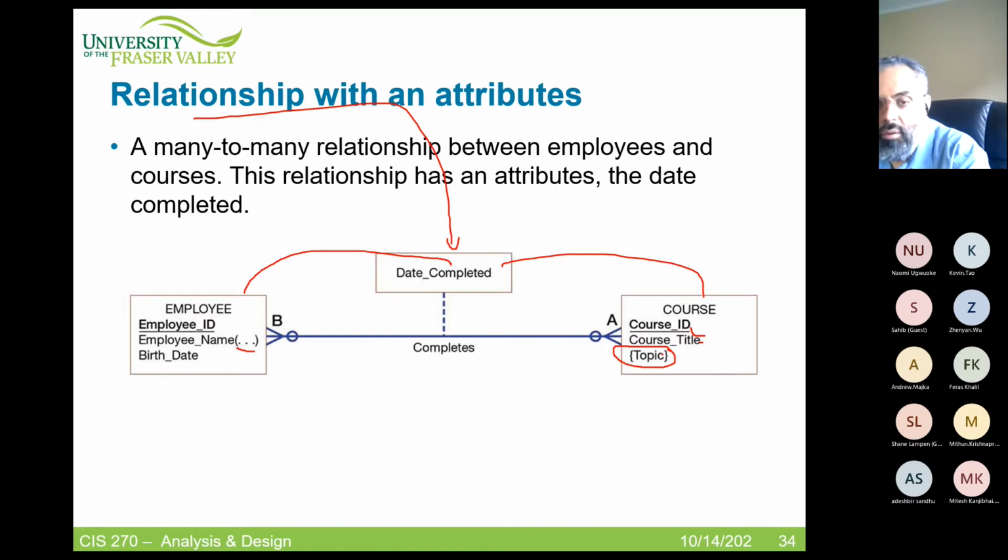So date completed. Date completed is not an attribute for employee, and it's not an attribute for course. This attribute happens when this relationship is satisfied, when this employee completed this course. So this attribute is somehow related to the relationship itself. This is why I put this dashed line, to tell that it is not an entity, it is an attribute or set of attributes related to the relationship itself, not to one of the entity types that I have.